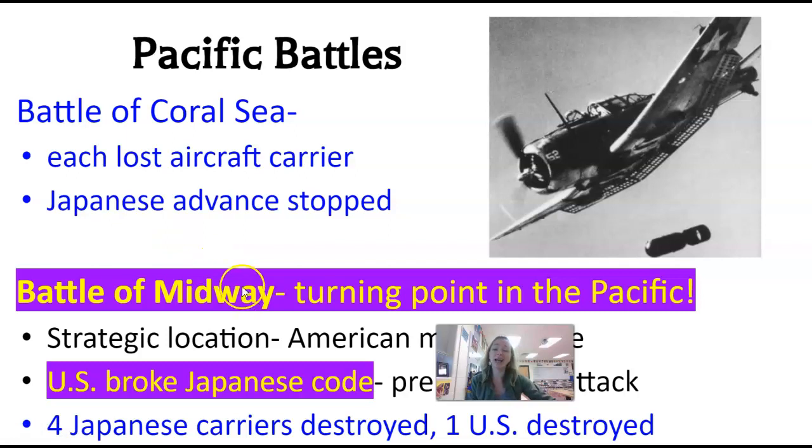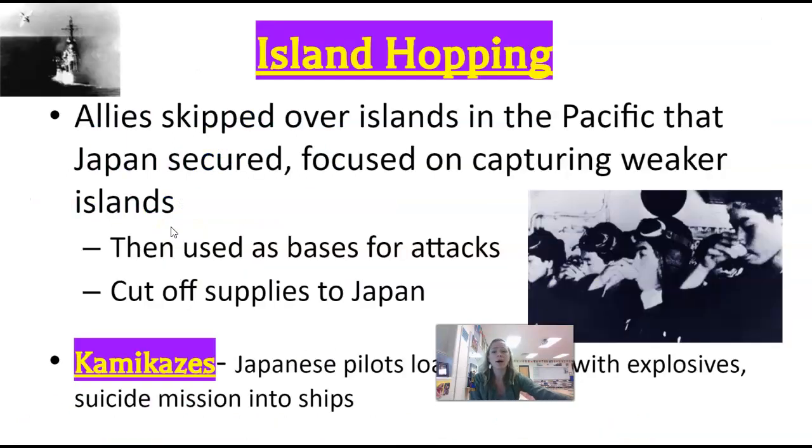So if you look at slide 9, it will say Battle of Midway, significance to the war. Why was it a turning point in the Pacific? Well, the United States broke the Japanese code, and because of this, we were prepared for their attack. We destroyed 4 of their Japanese aircraft carriers, and this is a huge turning point for us. From this point on, Japan becomes a little more desperate.